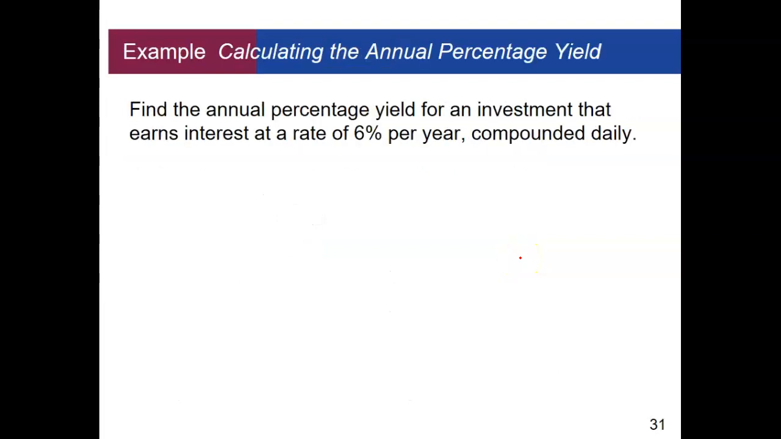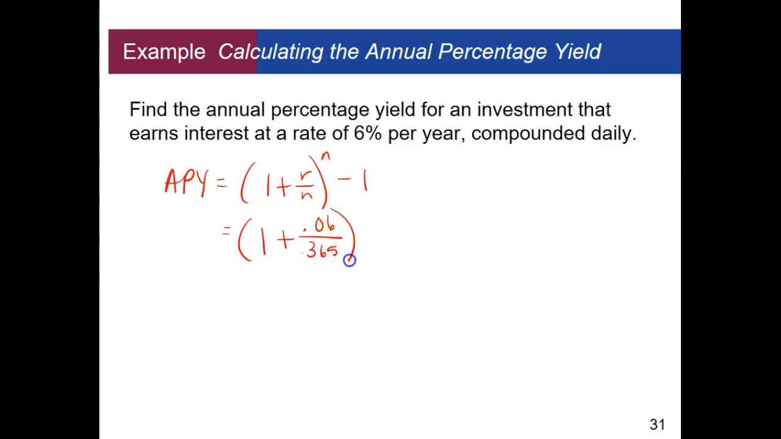So here, find the annual percent yield for an investment that earns interest at a rate of 6% per year compounded daily. So for our APY, we've got 1 plus r over n, to the n, minus 1. So we'll do 1 plus 0.06 over 365, since compounded daily would be 365, raised to the 365, minus 1. So this is going to be 1.061831311.